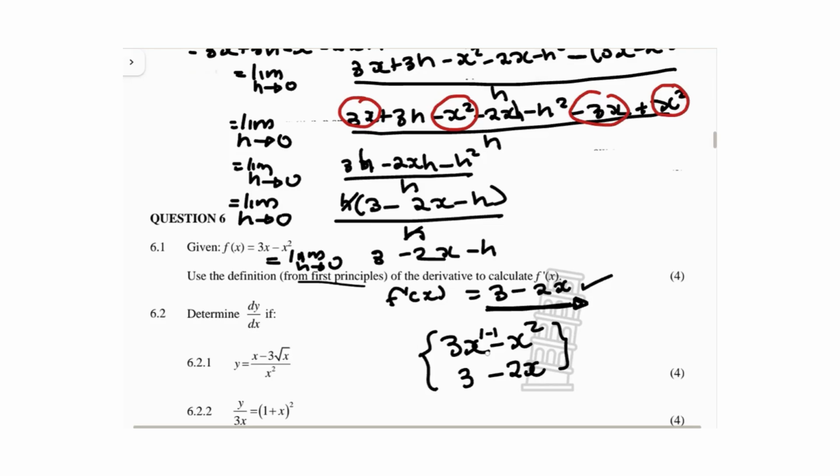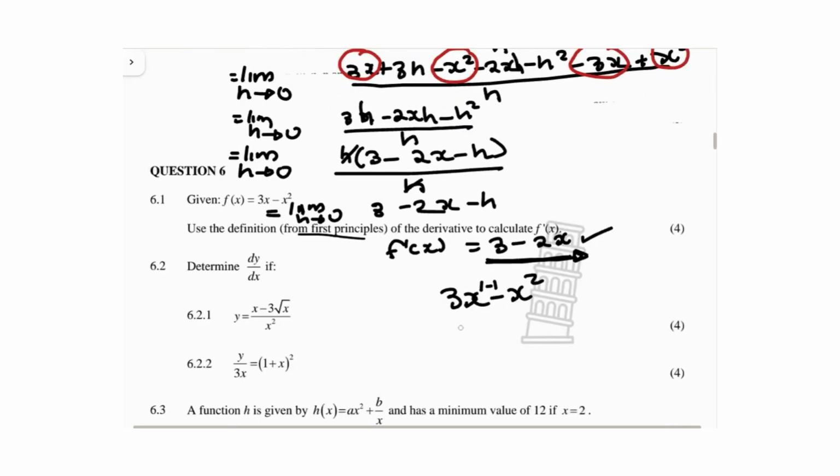Okay, so that is 6.1, and now starting with 6.2, I'm just going to erase that part over there. 6.2: determine dy/dx if y = (x - 3√x) / x². Firstly, before you can differentiate, your x must never be in a denominator, and you don't want to have a root, meaning we're going to have y = (x - 3). Remember, in order for us to remove a square root, we use an exponent of a half. So the x gets an exponent of a half, over x to the power of 2.